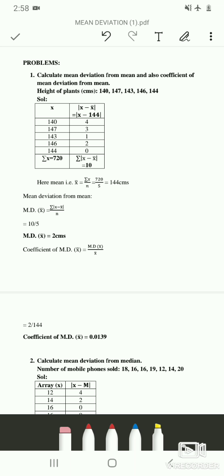So see what they have asked. If they have asked for mean, then find out the mean value first and then subtract each value of x from mean and add the value and substitute it in the formula. So these are simple problems.